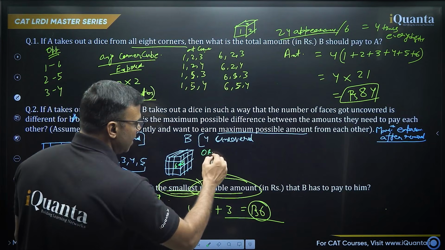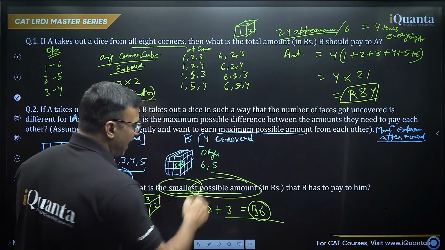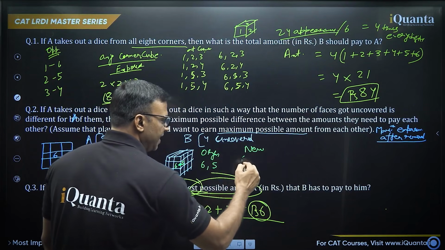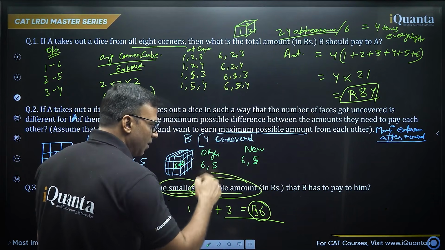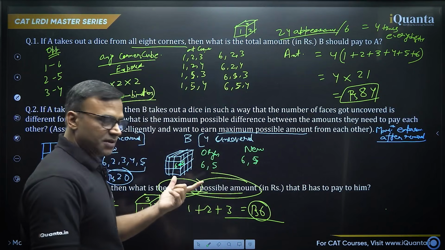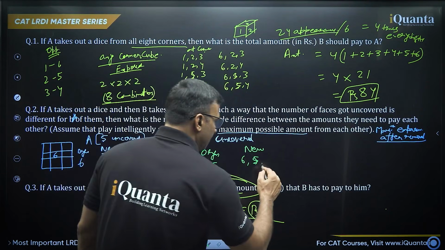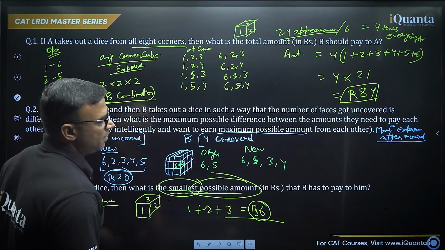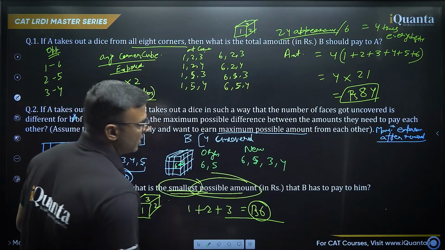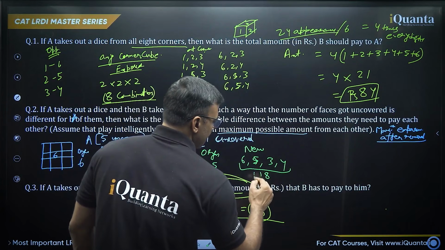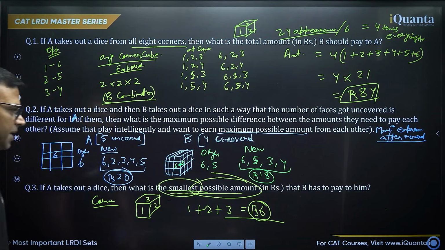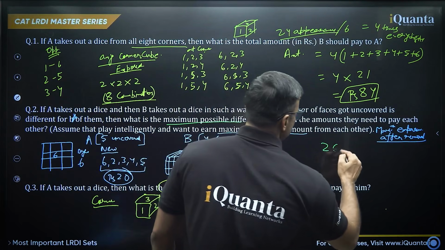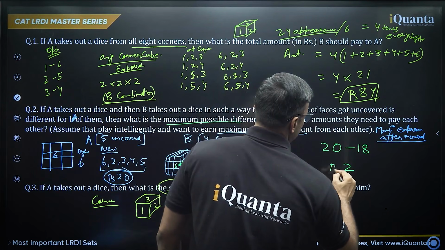So if his original numbers are 6 and 5, the new numbers will be this 6 and 5. And the pair of 6, 1 will not come. The pair of 5, 2 will not come. Opposite of 6 is 1, opposite of 5 is 2, they will not come. Other numbers will come, so 3 and 4 will come. So the total amount for B will be 11 and 3, 14, and 4, 18 rupees. These are the maximum possible amounts for A and B. The difference between them is 20 minus 18. That is 2 rupees.